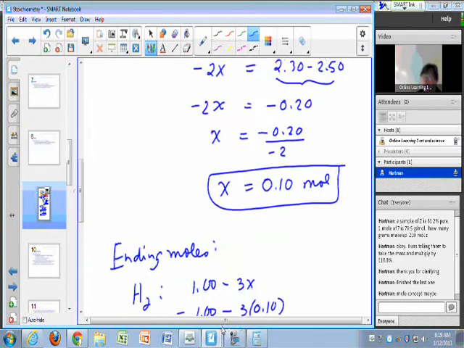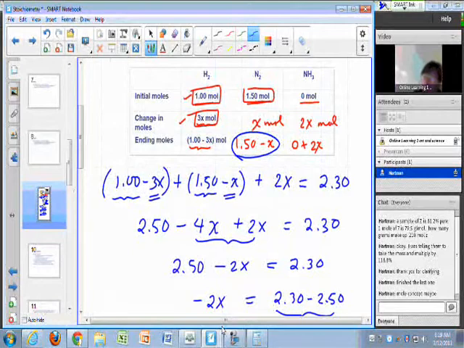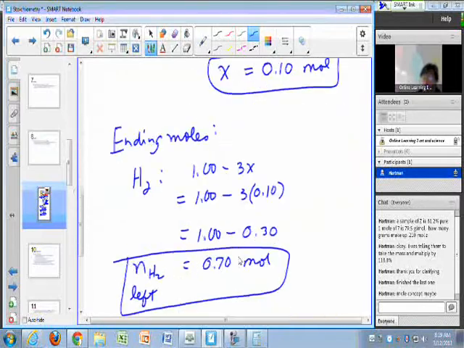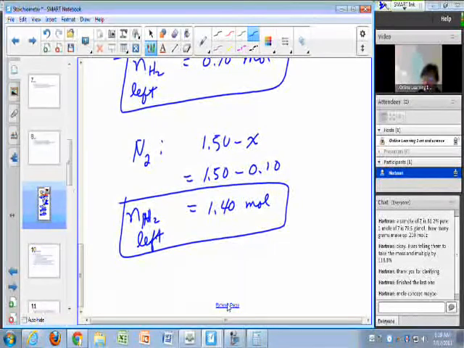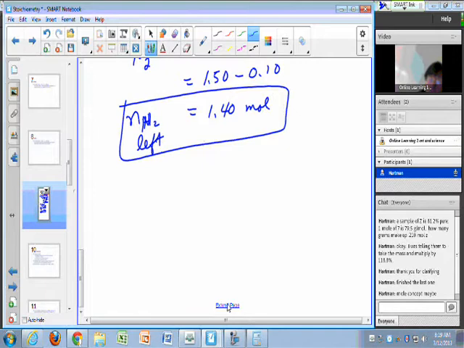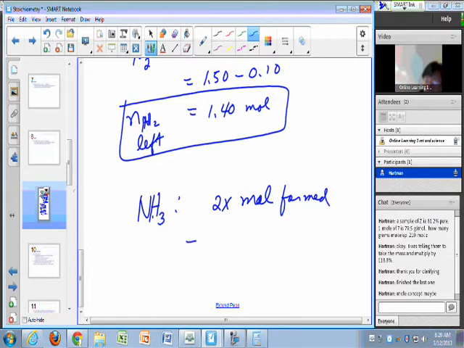And how much NH3 would you have made? According to this, you end up with the original amount, which was 0, plus 2x. You'll end up with 2x moles of NH3. So for NH3, you have 2x moles formed. And so you end up with 2 times 0.10, or 0.20 moles.